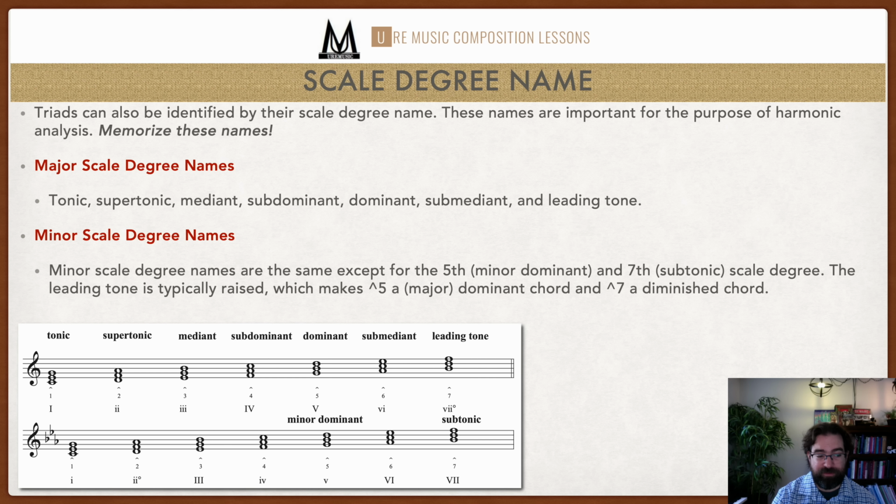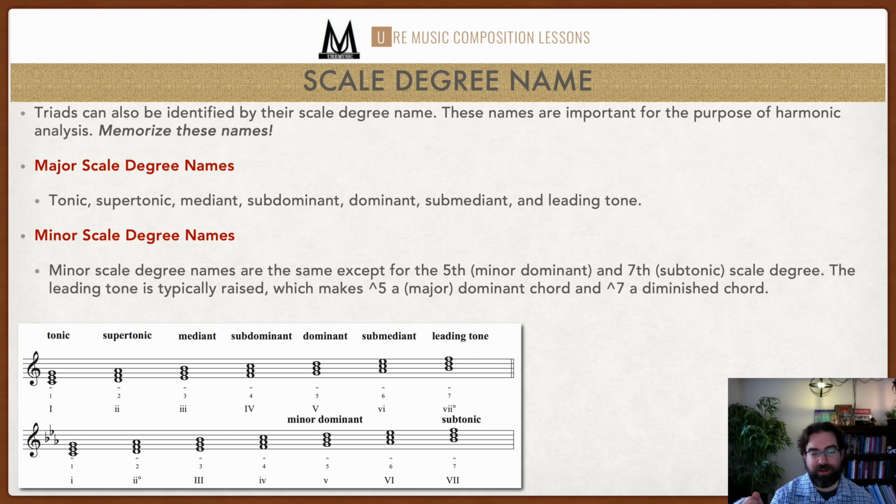Minor scale degree names are very similar. They're all the same with the exception of the minor dominant on the 5th scale degree and the subtonic on the 7th scale degree. If you use a natural minor scale to build chords, then the minor dominant will occur naturally when you hit that 5th scale degree. The subtonic will occur naturally when you hit the 7th scale degree. But remember, because we raise that leading tone, which in C minor is going to be B flat, we raise the B flat, the subtonic, to a leading tone, B natural, we get G, B natural, and D. So that becomes a major dominant, which is preferred.